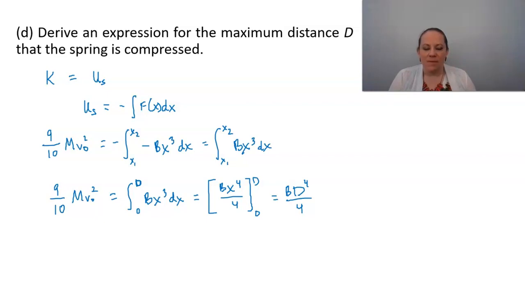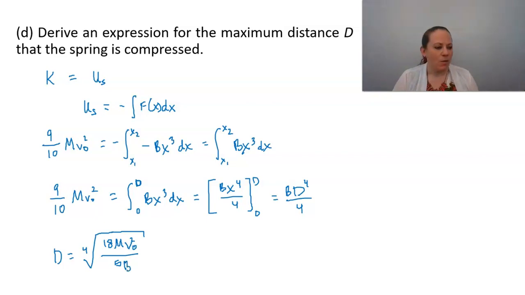And I won't show you all of the algebraic steps here, but you're going to end up with the fourth root of 18 m v naught squared divided by 5 times that constant b. Let me clean up a couple of those things, make it a little bit clearer.